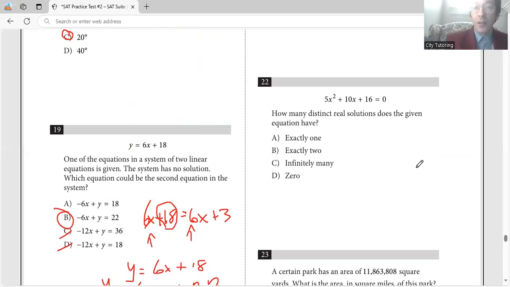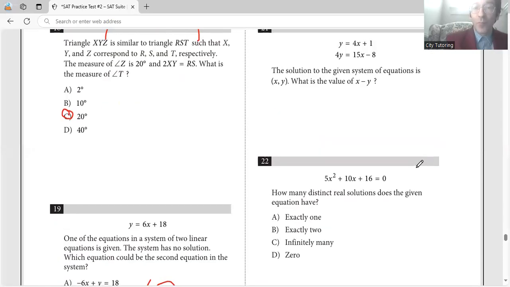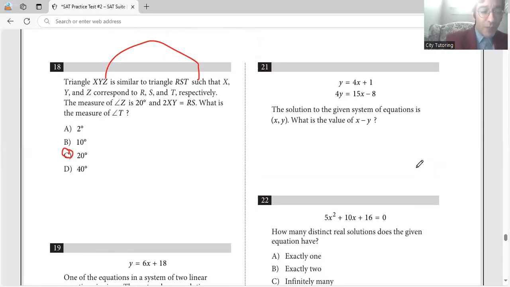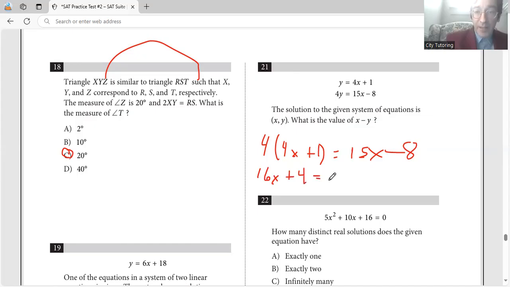Let's see here. What do I have? Okay, so they gave us a system of equations here. The solution to the system of equations is (x, y). What is the value of x minus y? Well, if y is 4x plus 1, let's just substitute that. That's going to give me 4 times (4x plus 1) equals 15x minus 8. Okay, so then I distribute: 16x plus 4 equals 15x minus 8.